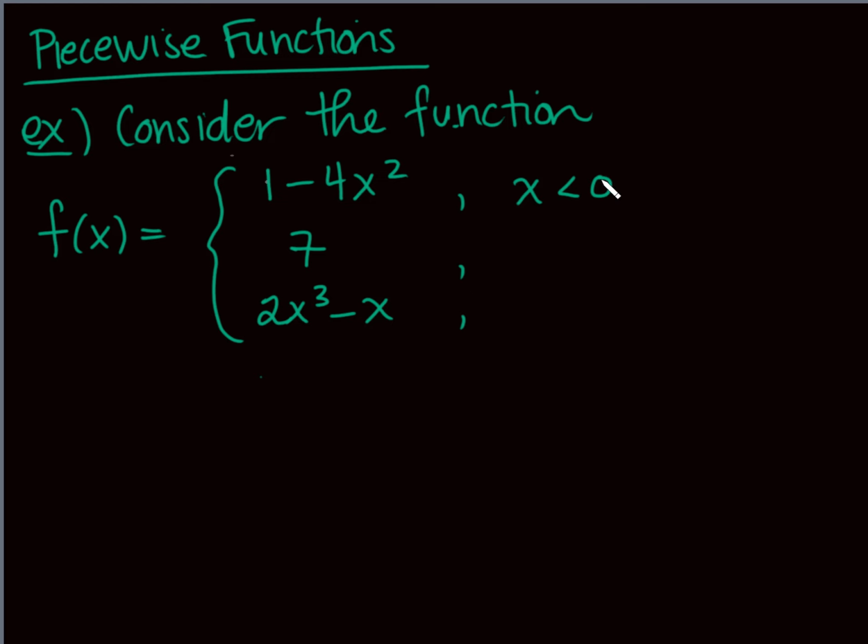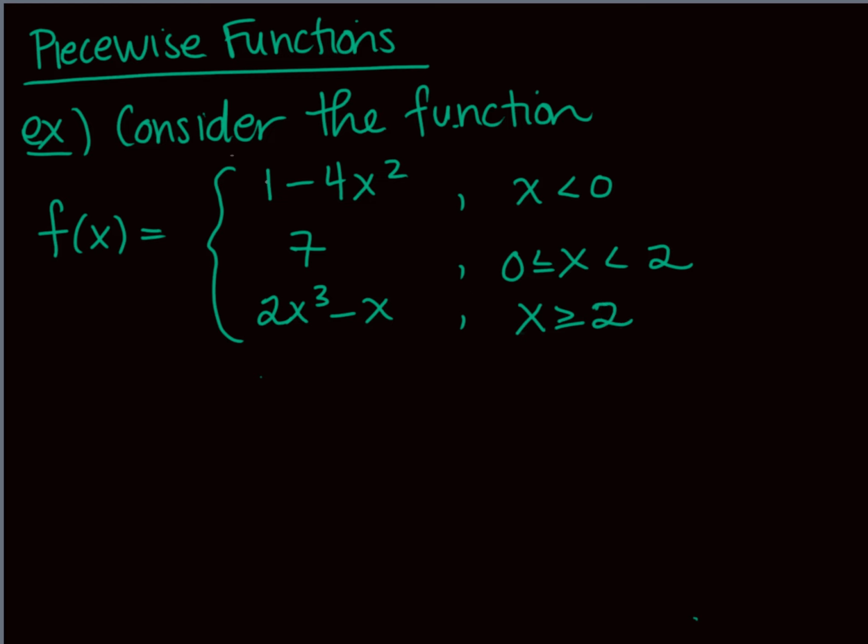So let's say that this function depends on where you meet this function. If you are on its domain and you're less than 0, this function is going to behave like the function 1 minus 4x squared. If you are on 0 or between 0 and 2, this function is going to behave like the constant 7. And then if you're on the domain where x is greater than 2, I don't really like writing it like that. I like to put my x first. If x is bigger than 2, my function is going to behave like 2x cubed minus x.